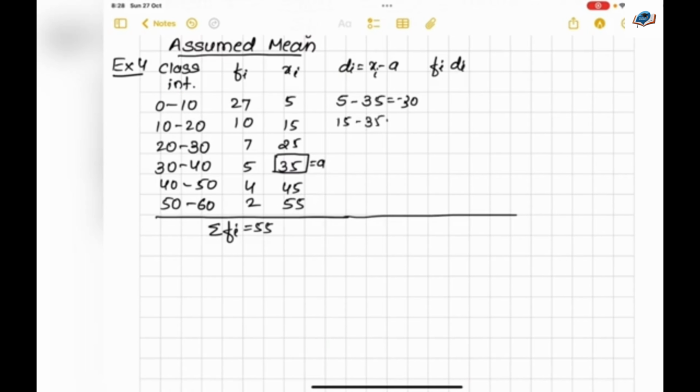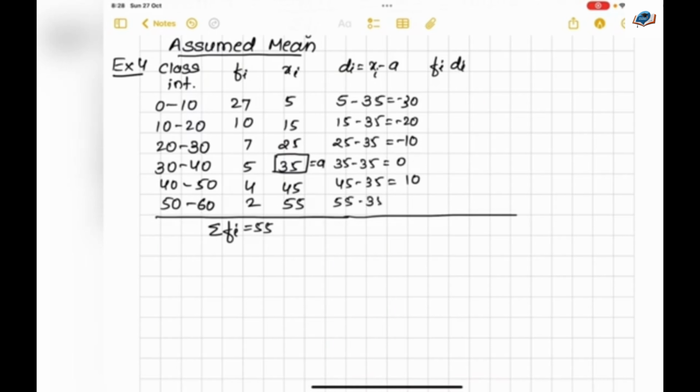Then 25 minus 35, so that is minus 10. 35 minus 35, so that will be 0. 45 minus 35, that is 10. And 55 minus 35, so that will be 20.